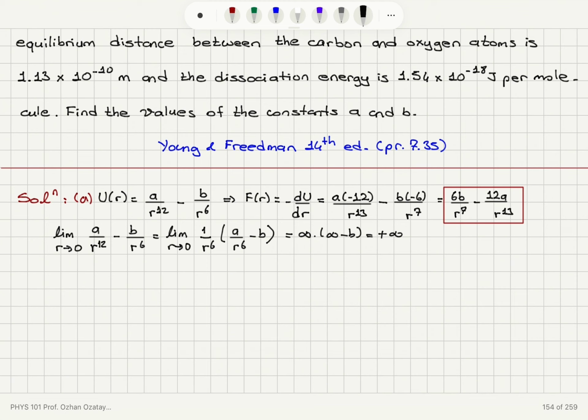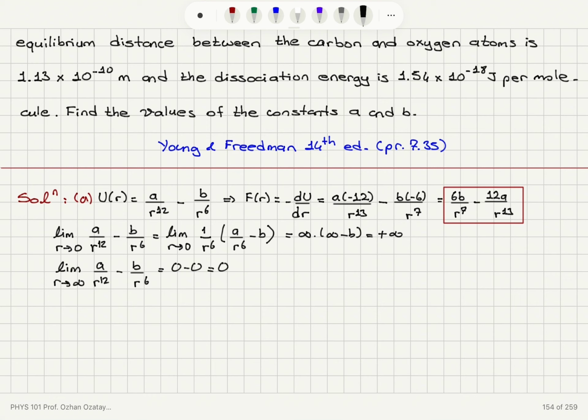And what happens when R goes to infinity, infinite separation? A divided by R to the 12 minus B divided by R to the 6. Well, as R goes to infinity, both terms go to 0. 0 minus 0, we obtain 0. So the potential energy in this limit should asymptotically approach 0.